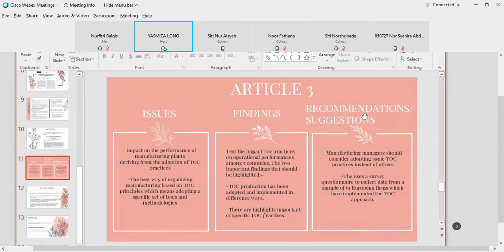Second, this study also highlights the importance of specific TOC practices. We find that they use three most effective methods to improve manufacturing performance of their plant. First, non-constrained resources with excess capacity. Second, drum buffer rope methodology. And the last, master schedule optimized for constrained resources. That's all that I can find in this article.